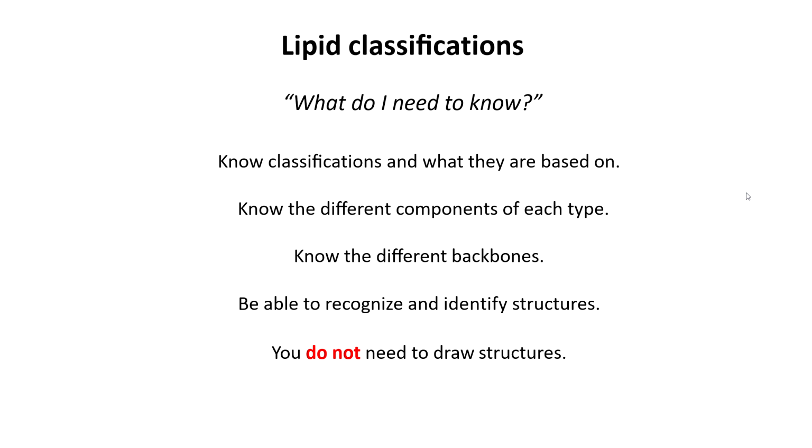So what do you need to know from all of this? You need to know the different types of classifications and what they're based on. You need to know if it is a sphingolipid or if it's a glycolipid. You need to know if it's a glycolipid or a phospholipid. You need to be able to distinguish sphingolipids from glycerophospholipids. And you also need to remember that there's a tag in there, the triacylglycerols. You need to know the components of each of those types and the different backbones, the glycerol backbone or the sphingosine backbone. And you should be able to recognize and identify the structures, but I will not require you to draw them.